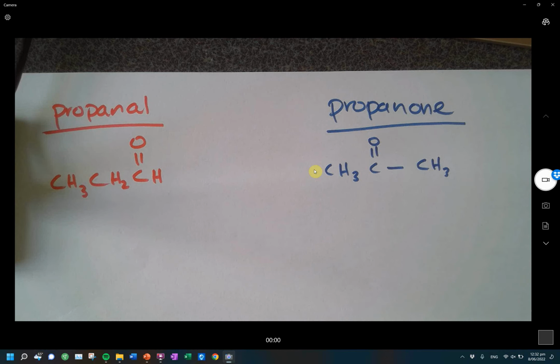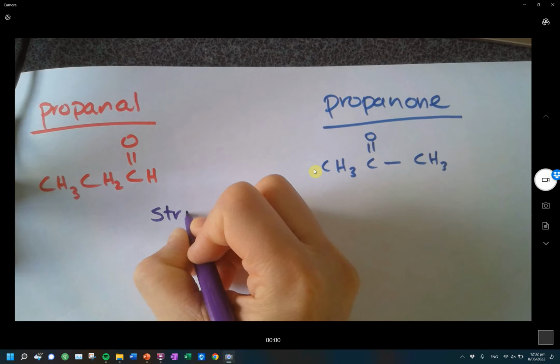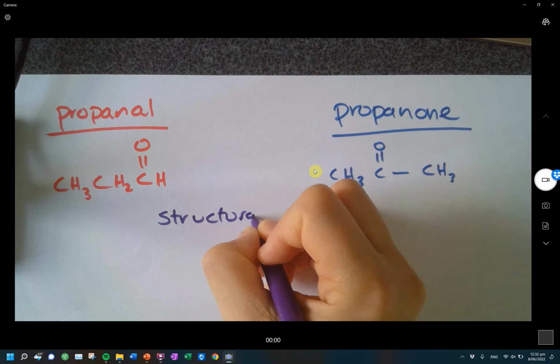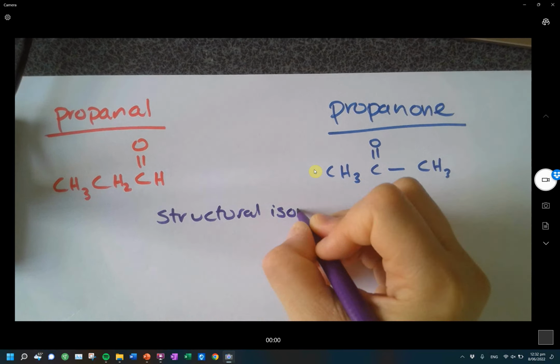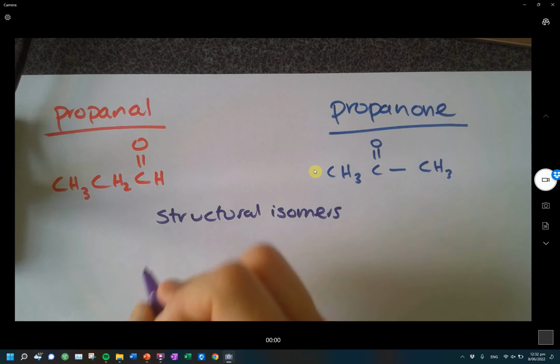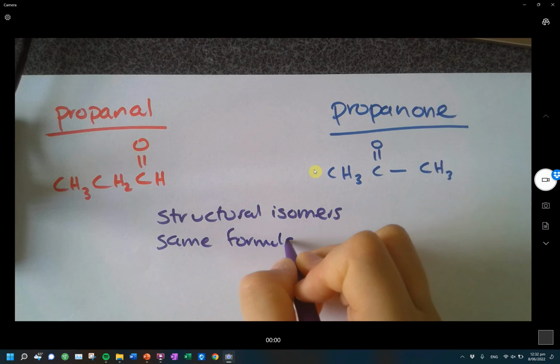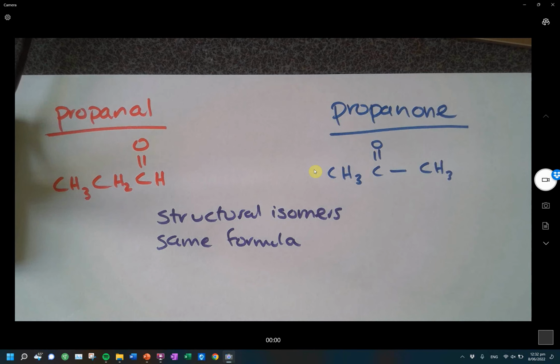All right. So when we are thinking about similarities between these two, both of these are examples of structural isomers, which we talked about last topic. So structural isomers are things that have the same formula. Same formula, same number of carbons, same number of hydrogens, same number of oxygens, or whatever it is. All that's different is that they're arranged in a different bonding pattern.